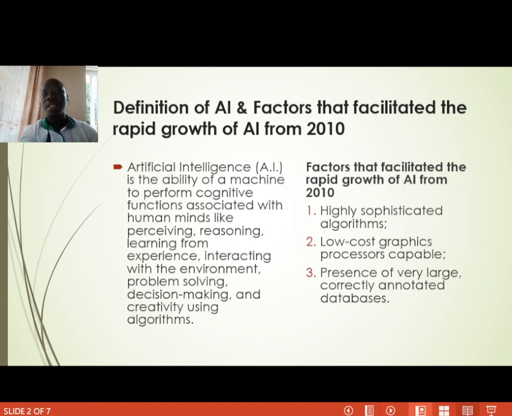And that will take us to the factors that have led to the rise of AI. From 2010, there are three. One is highly sophisticated algorithms. Two, we have low-cost graphics processors that are capable of performing serious computations in just milliseconds. We also have the presence of very large but correctly annotated databases.